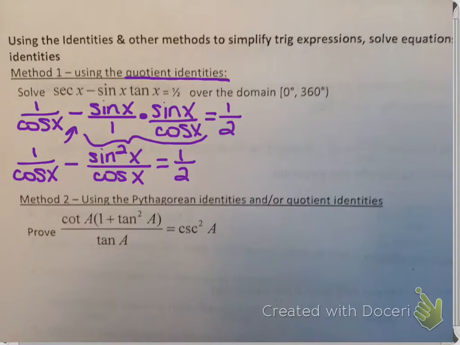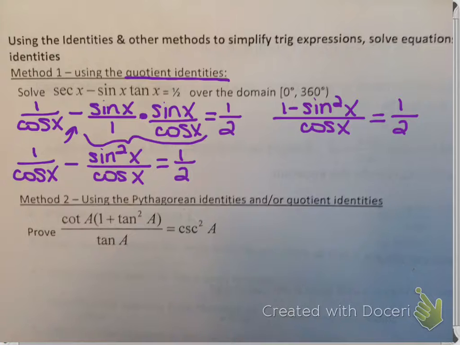Then PEMDAS says that I would do my adding and subtracting. Fortunately, these 2 fractions already have a common denominator, so I can subtract. So I go ahead and I subtract them, and I have 1 minus sine squared of x over the common denominator, cosine of x, equals 1/2.